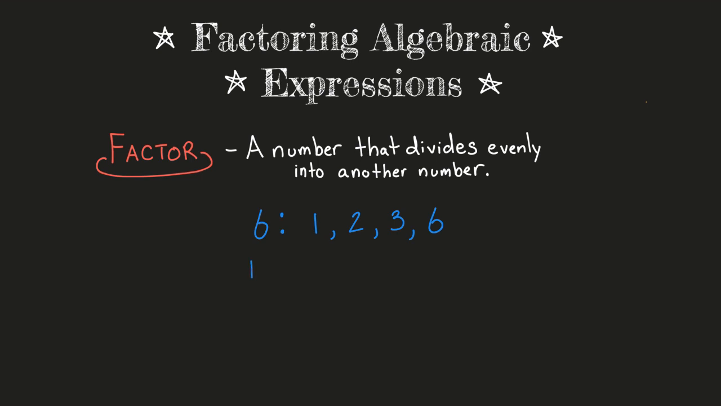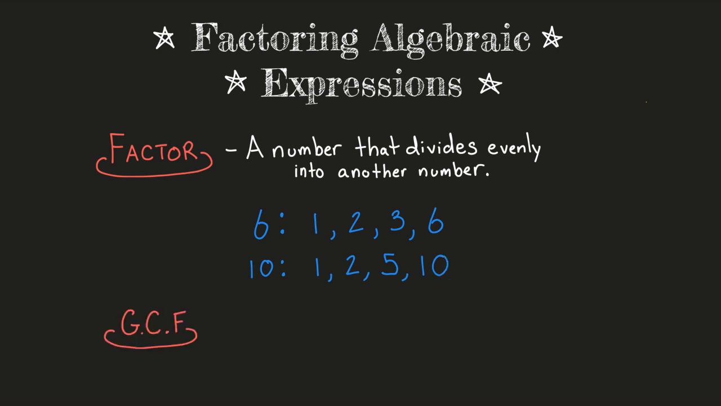If we wanted to talk about 10, we could see that 1 goes in, 2 goes in, 3 doesn't, 4 doesn't, 5 does. And in fact, we could go through 6 through 9 and test those out. None of those divide evenly. We would find that 10 is the next factor.